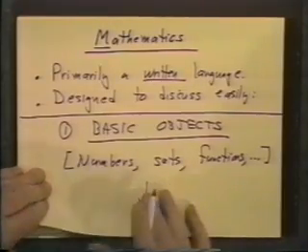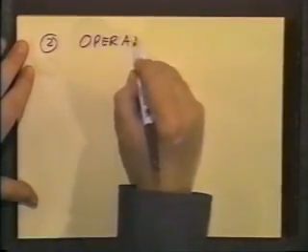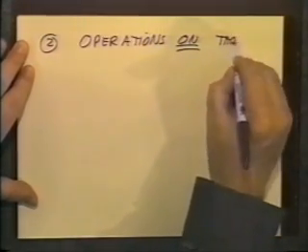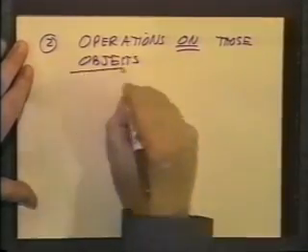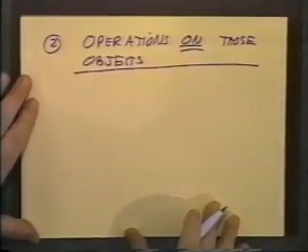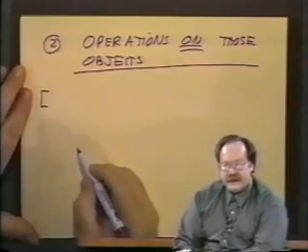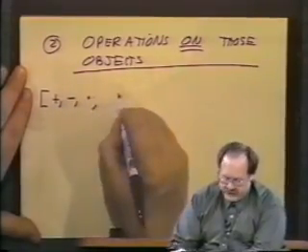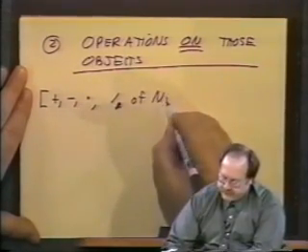What else is it designed to do? It is designed to discuss operations on these objects. So operations on those objects. Now that is extremely important. That is really what algebra is about. What do I mean by operations? Well, let me give you some indication. Addition, subtraction, multiplication, division. And that all happens on numbers.